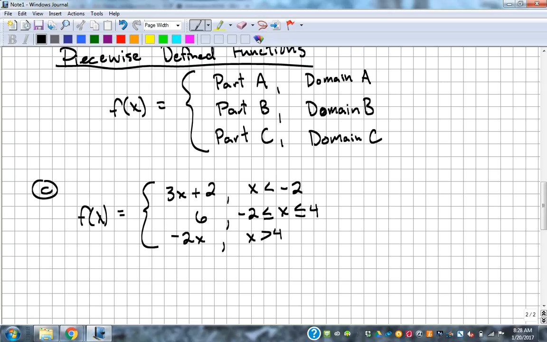So the easiest thing for me to tell you to do here is do it one piece at a time. Don't try to do the whole thing at once. Do it one part at a time. So I'm going to work with part A first and find the stuff I need for that.